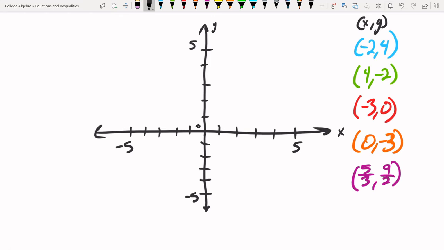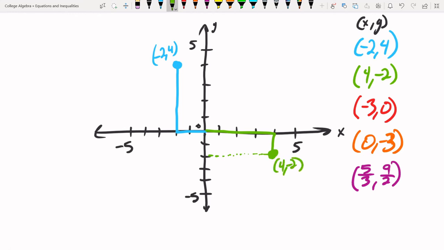So for instance, (-2, 4) in the blue, we're going to go over to -2, which is on the x-axis, right here, and go up to 4. 1, 2, 3, 4. So right here is (-2, 4). Okay, the green is (4, -2). We're going to go right to 4, and then go down to -2. You can, of course, just create a dotted line from the y-axis to figure out where you need to put the point. That goes right there.